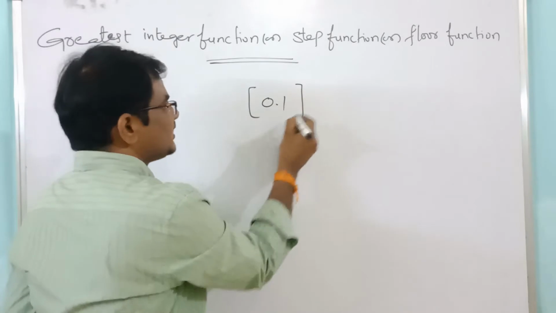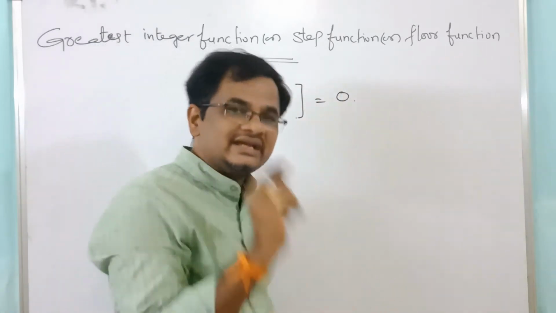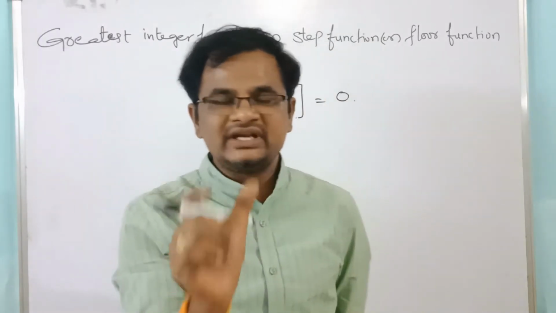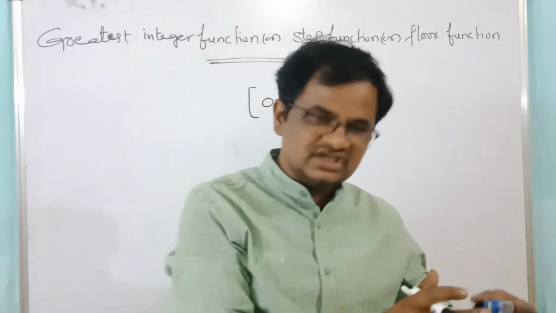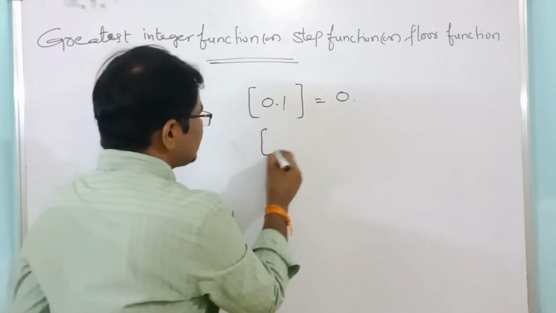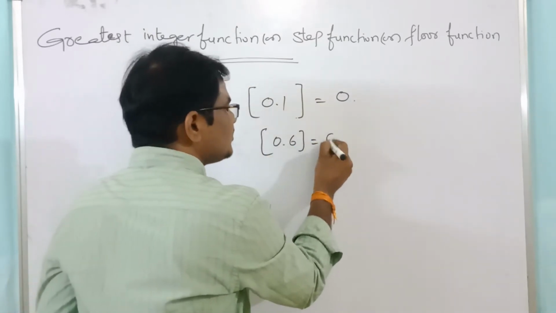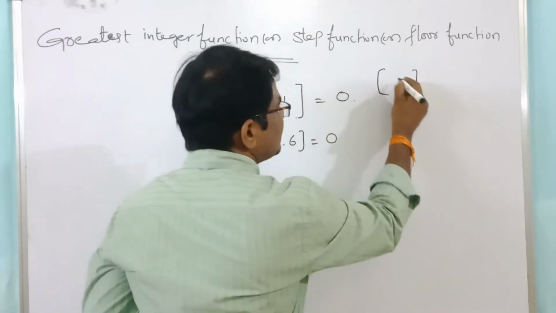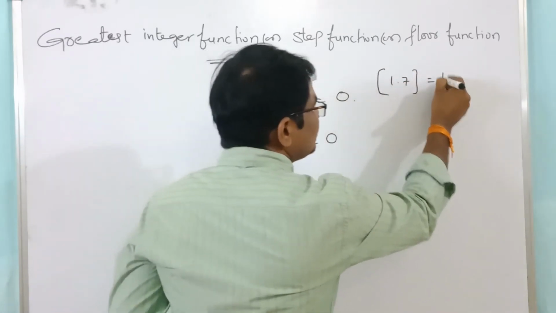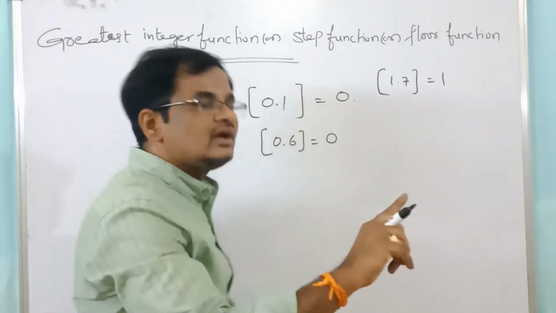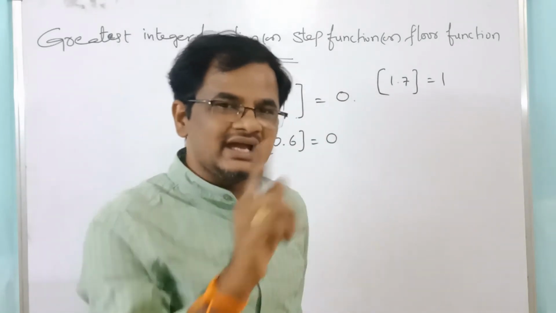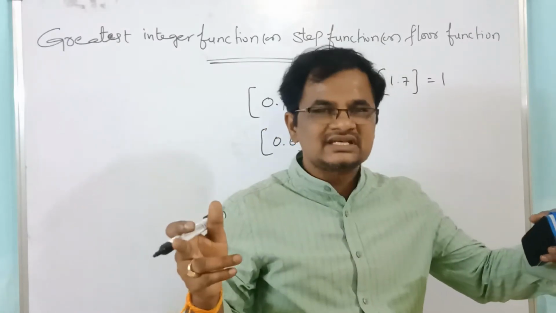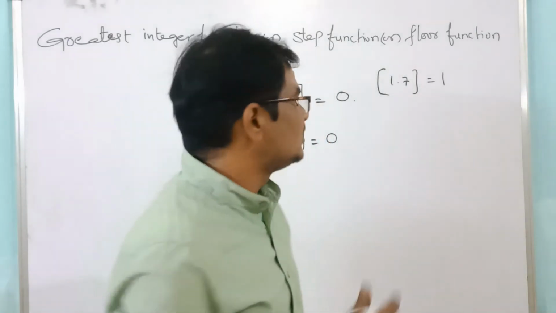Now 0.1 equal to what? 0, because it is in between 0 to 1. If it is 0 to 1, the integral part of that is 0 only. Next, integral part of 0.6 equal to 0 only. Next, greatest integer or step of 1.7 equal to 1, because it is in between 1 and 2. So the greatest integer function of that is 1 only, because it is 1 to 2, and the integral part is definitely 1.